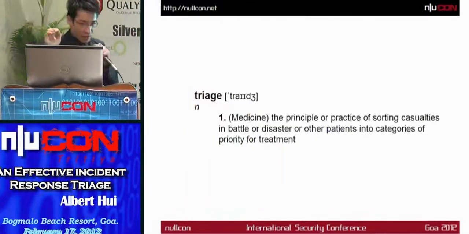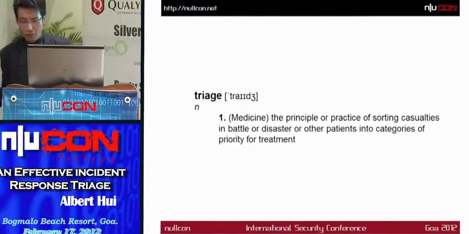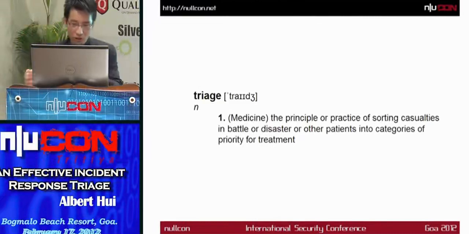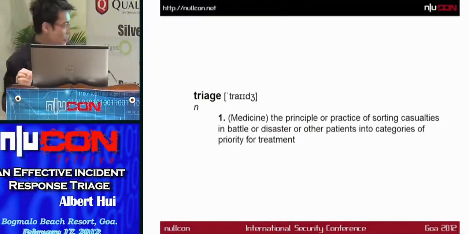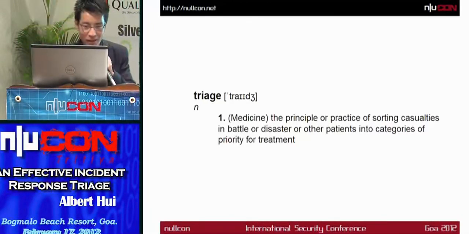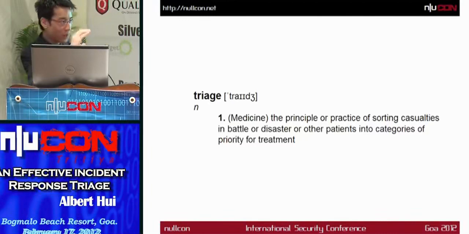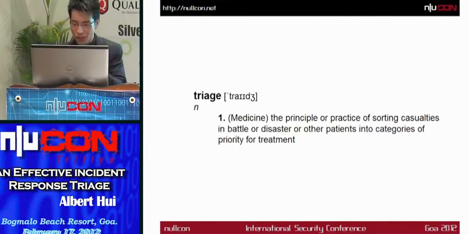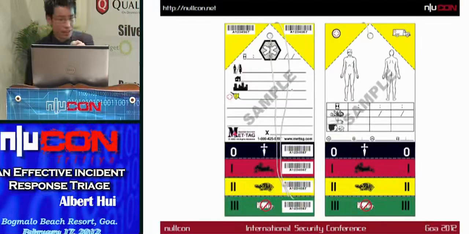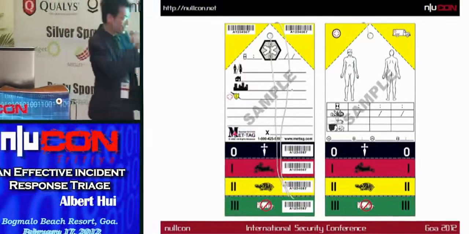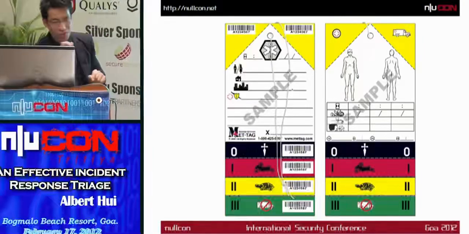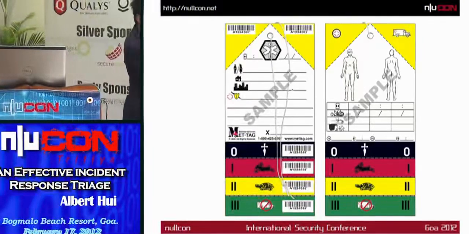Now, triage comes from the medical world. It's a principle of sorting casualties, sorting out issues, and in a broader sense on a battlefield, so that you can give the proper treatment to different situations. And this is a typical triage tag. You see there are four categories. The zero category is when the subject has already died and no triage is necessary.